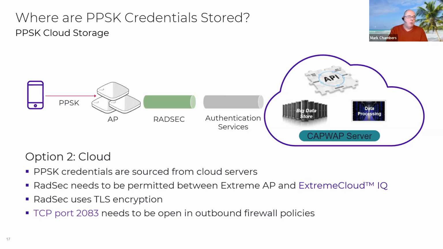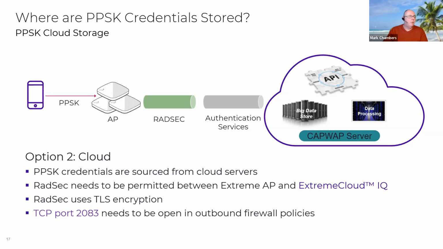It does mean that you've got to have that access link. The WAN access has to be up. It is encrypted, so it is secure. You do need to open up port 2083, though. So there's an additional port that needs to be opened on your firewall policy just to allow RADSEC to work.